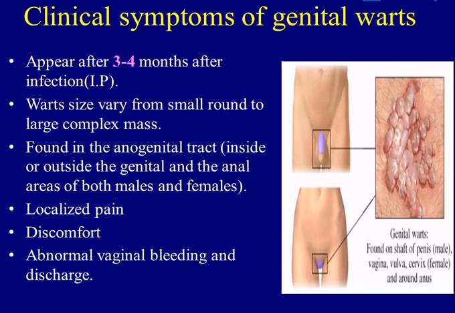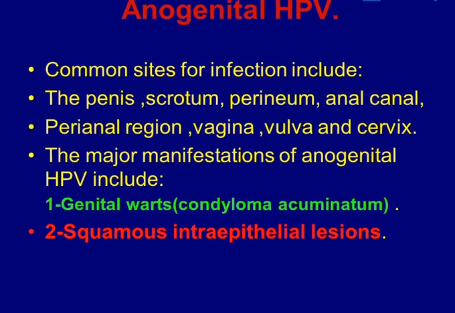Clinical symptoms of genital warts appear 3 to 4 months after infection, the incubation period. Warts vary in size from small and round to large complex masses. They are found in the anogenital tract, inside or outside the genital and anal areas of both males and females. Symptoms include localized pain, discomfort, abnormal vaginal bleeding and discharge. Common sites for infection include the penis, scrotum, perineum, anal canal, perianal region, vagina, vulva and cervix.